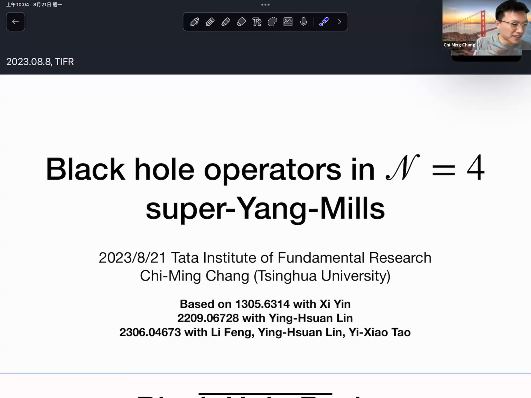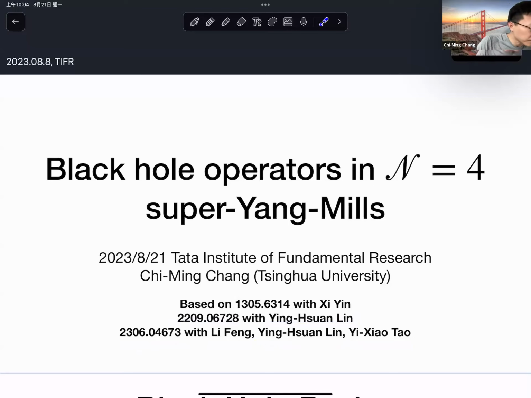My talk will be based on these three papers. The first one is already 10 years old, with my previous advisor, Chi-Ming. The second one is from last year, with my collaborator, Yin-Xuan Lin. And the third one is from this year, with my student Tao Yixiao and another very good student, Feng Li, and also my collaborator, Yin-Xuan Lin.